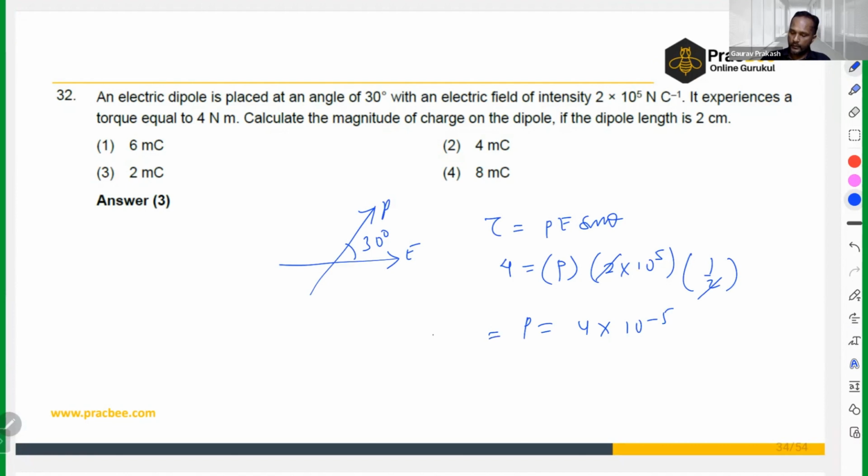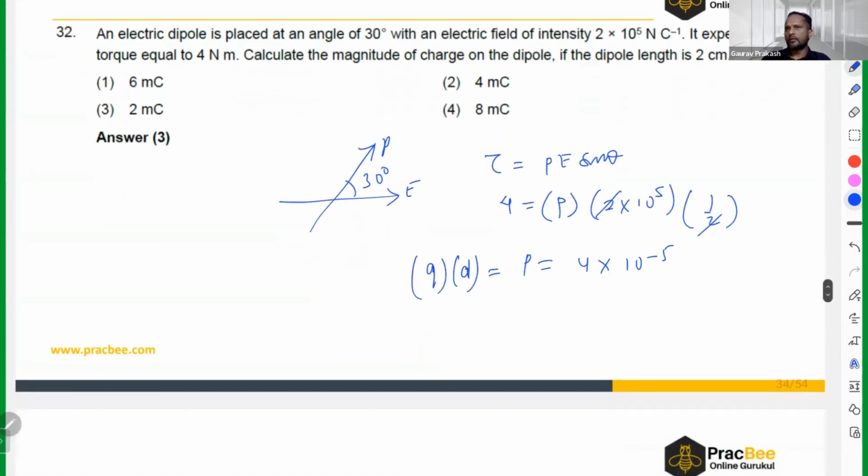And we know that P is positive charge multiplied by distance between the charges. So the distance between the charges is given as 2 centimeters. So basically Q will be equal to 4 into 10 to the power minus 5 divided by 2 centimeter, which is 2 by 100 meters. So basically this is 2, this is 100, that is 2 into 10 to the power of minus 3 that we are getting. So 2 millicoulomb will be the answer.